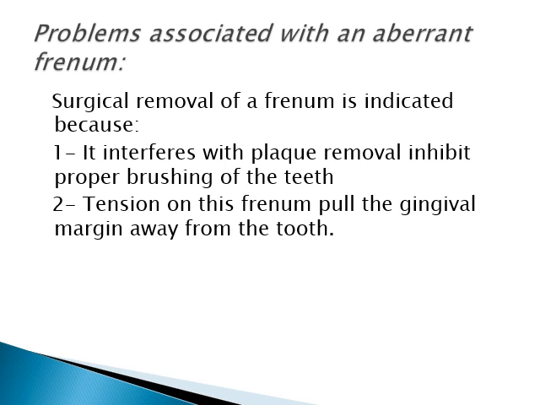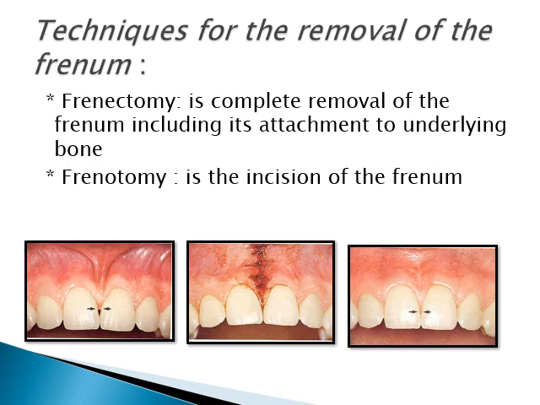As I mentioned, surgical removal of the frenum is indicated because it interferes with plaque removal and inhibits proper brushing of the teeth. Tension on this frenum pulls the gingival margin away from the tooth and causes a periodontal pocket or recurrent pocket after treatment. We have two techniques for removal of the frenum: frenectomy and frenotomy. Frenectomy means complete removal of the frenum, including its attachment to the underlying bone. Frenotomy means incision of the frenum to become free.